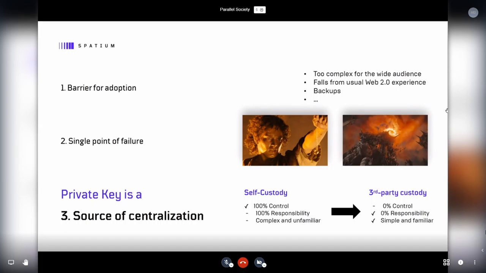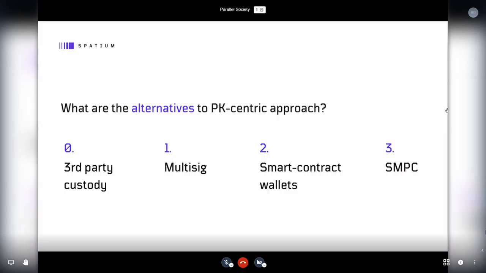So the fact is that nowadays the approach based on a private key as the only authentication factor is not adapted for real world use. Do we have any alternatives for how to manage crypto without the private keys, except sending all your money to third party custody? Yes, the first traditional and most well-known is, of course, multi-signature wallets.